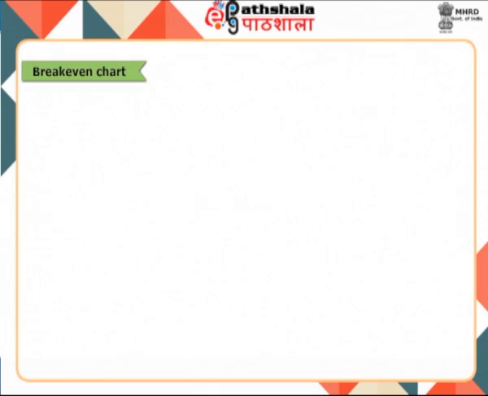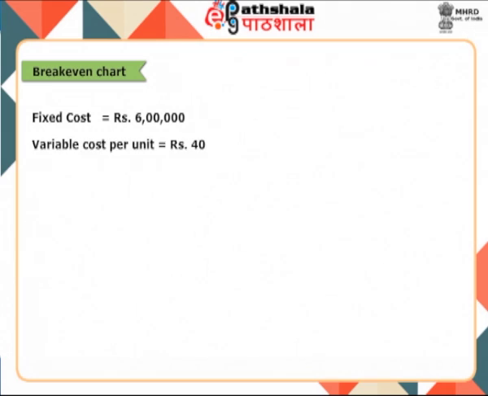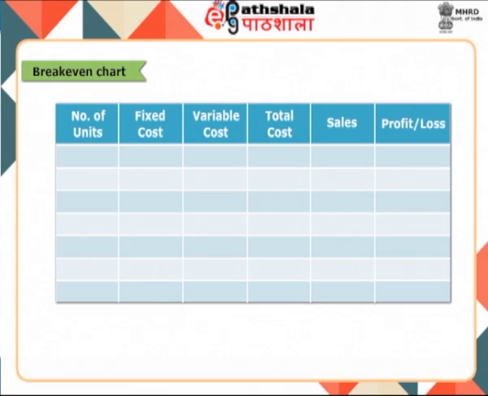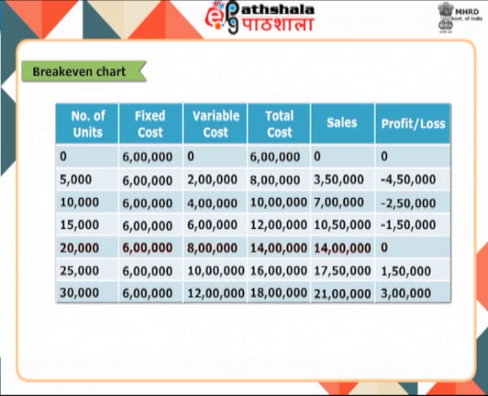Let us now draw the break-even chart for a given set of information whereby fixed cost is equal to rupees 6 lakhs, variable cost per unit is equal to rupees 40, selling price per unit is equal to rupees 70. To draw the break-even chart, we first need to work out the relevant costs, that is, the fixed cost, the variable cost, and the total cost, and sales at various levels of output as shown in the table.